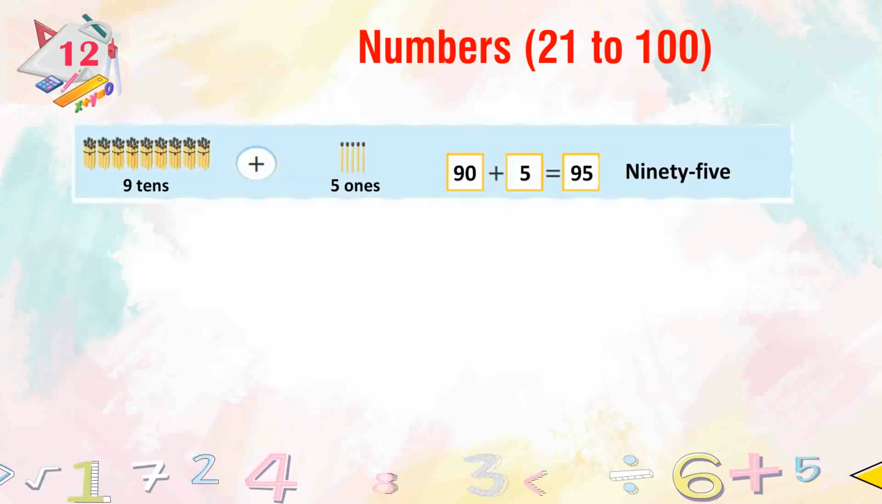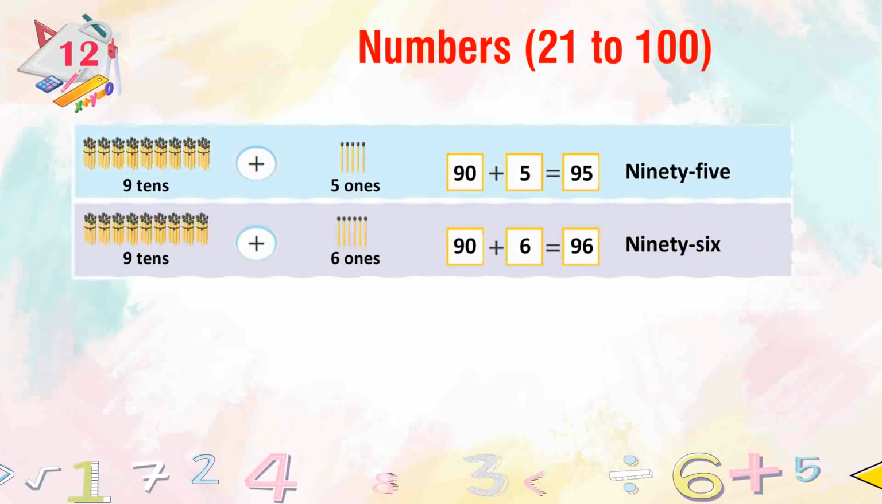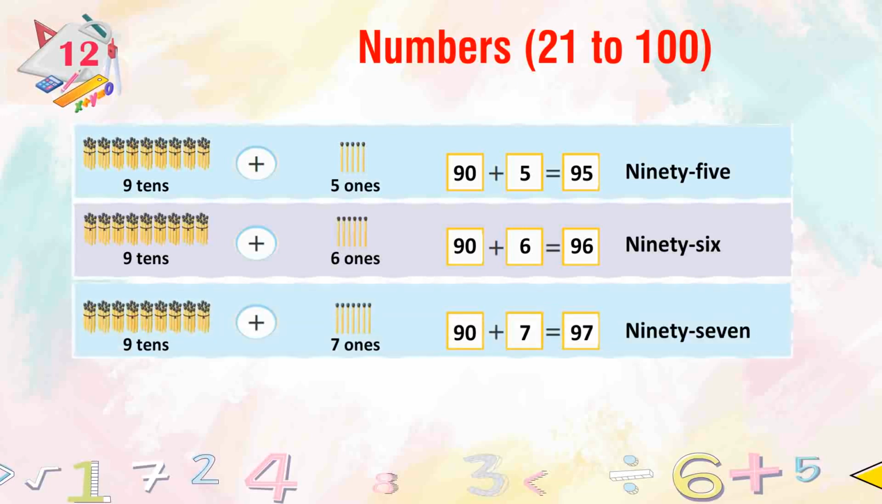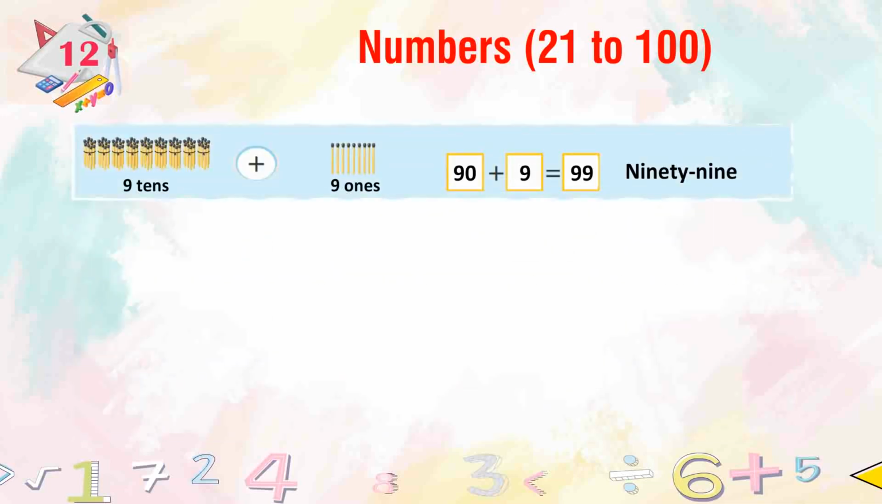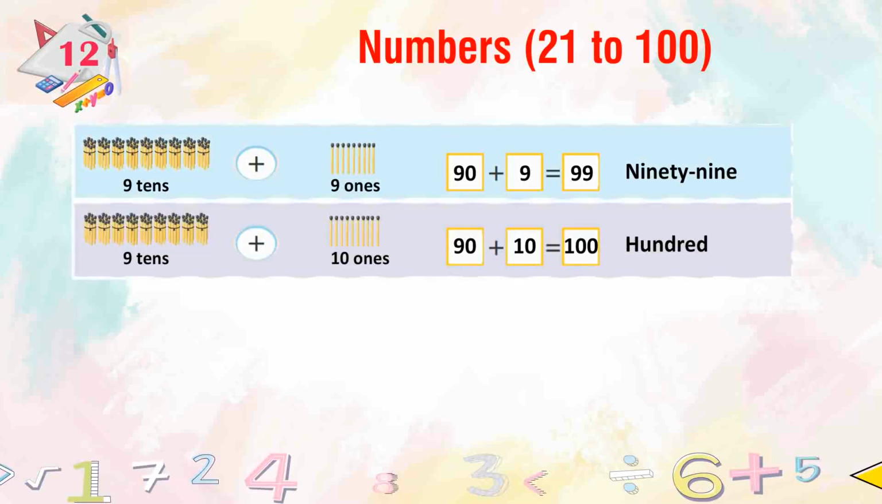9 tens plus 5 ones: 90 plus 5 is equal to 95. 9 tens plus 6 ones: 90 plus 6 is equal to 96. 9 tens plus 7 ones: 90 plus 7 is equal to 97. 9 tens plus 8 ones: 90 plus 8 is equal to 98. 9 tens plus 9 ones: 90 plus 9 is equal to 99. 9 tens plus 10 ones: 90 plus 10 is equal to 100.